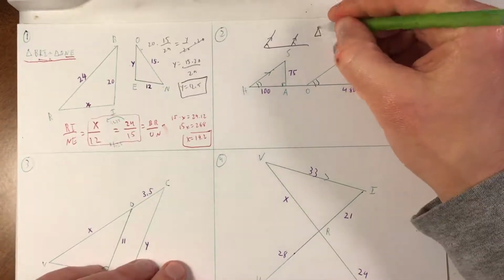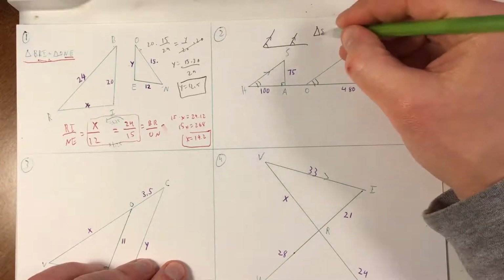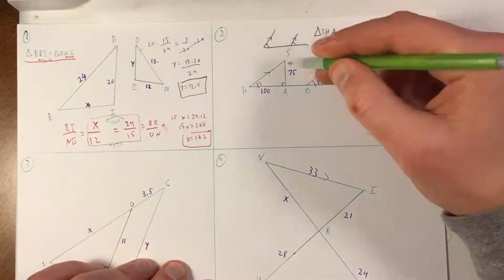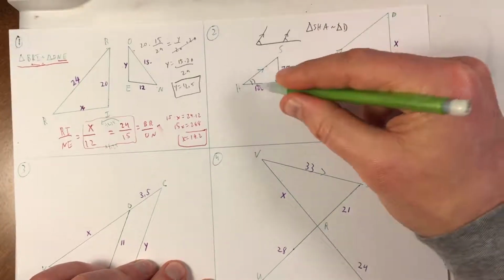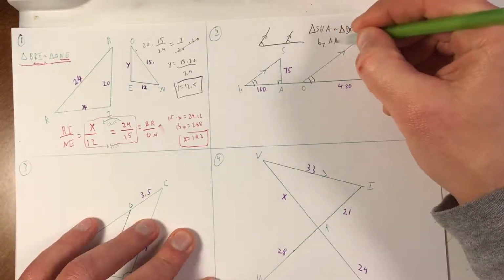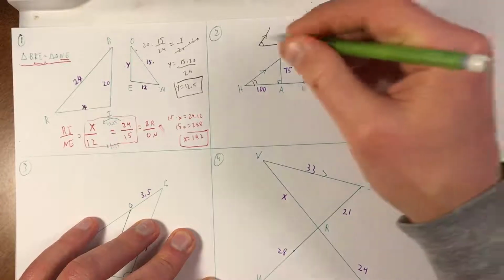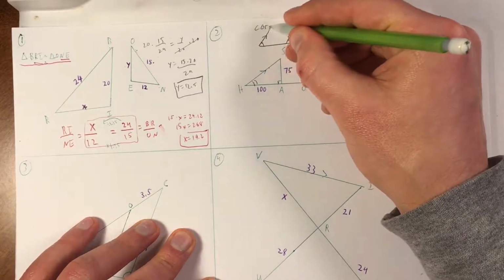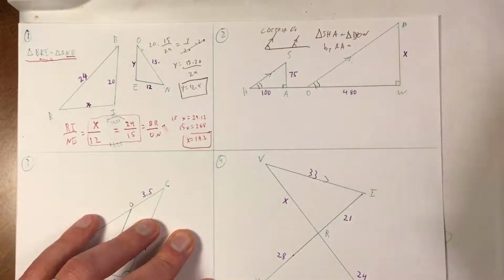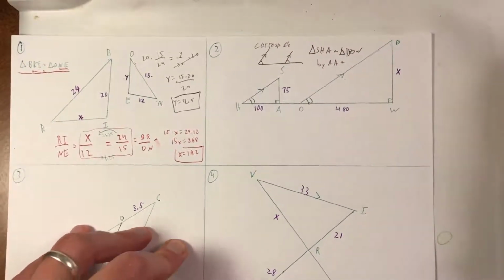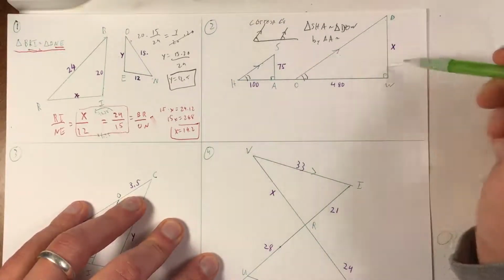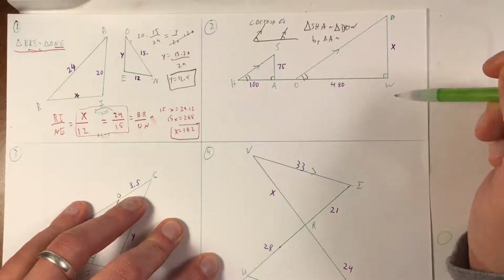So I can say triangle SHA is similar to triangle DOW, matching up S and D, by angle similarity. Those are corresponding. That only works if we know the lines are parallel. Now that I've got that, I can set up a proportion. This one's a whole lot easier. It's pretty clear which two sides are going to correspond.